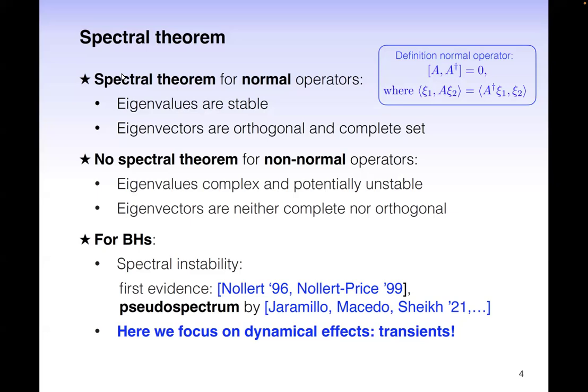So in systems where we do not have any sort of dissipation, the spectral theorem guarantees that the eigenvalues of such a system are stable against perturbations of the Hamiltonian, and that the eigenvectors of such an operator are orthogonal and complete.